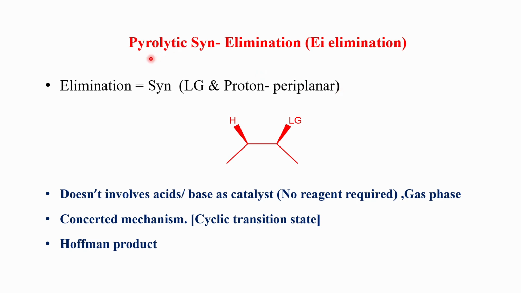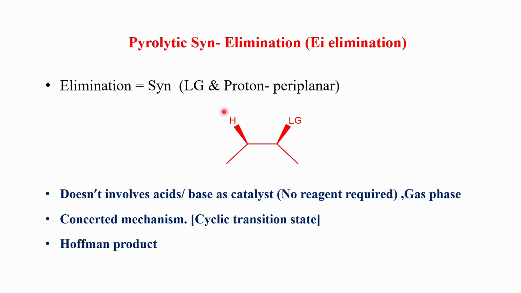In this video, I will be discussing an important type of elimination reaction, the pyrolytic syn elimination reaction. This reaction is otherwise called Ei elimination because it takes place by an internal mechanism. The eliminating groups, the leaving group and the proton from the beta carbon atom, are syn periplanar in orientation, and hence it is called syn elimination reaction.